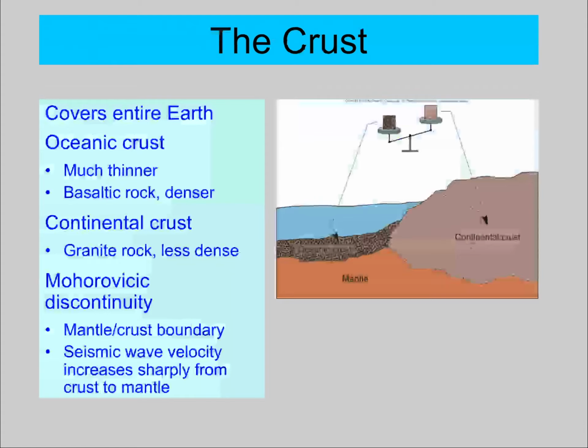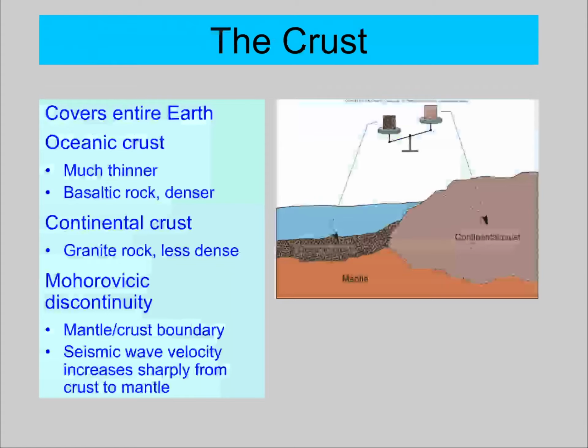So the crust is going to cover the entire Earth. We have two different types of crust, as I said before. The oceanic crust is going to be the crust that's below the ocean water. It's very much thinner. It's made out of basaltic rock, making it more dense, which is heavier. The continental crust is going to be predominantly granite rock, which is less dense.